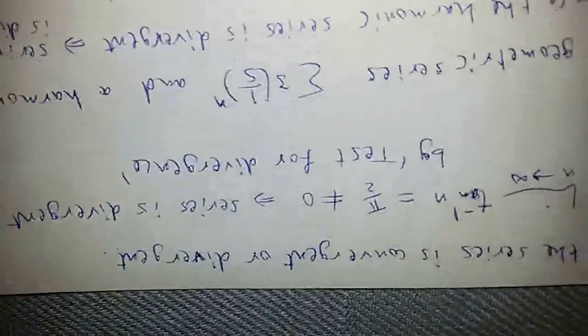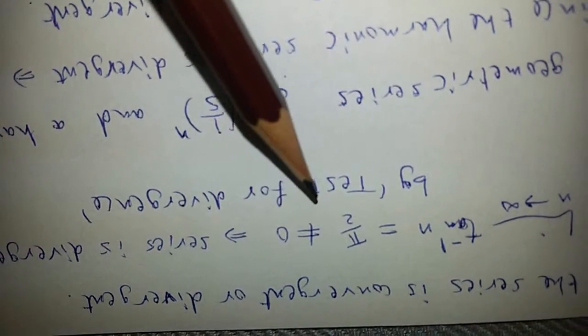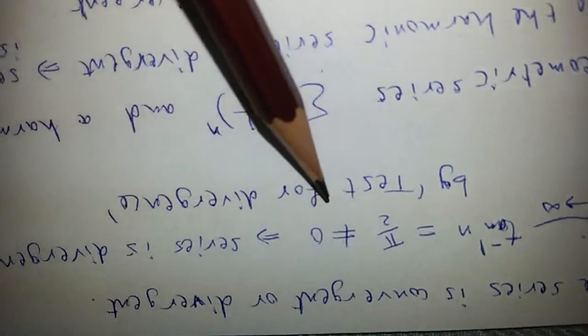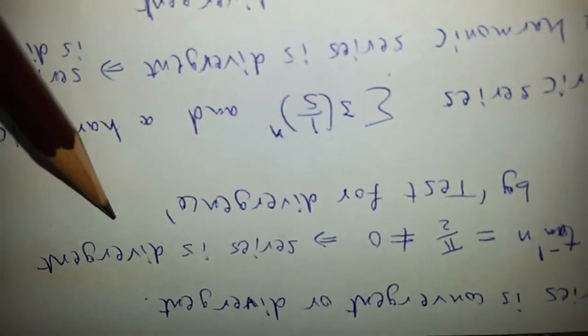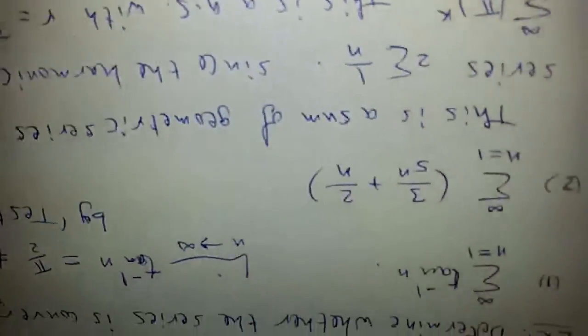So the limit of tan inverse n, as we know when n goes to infinity, is pi over 2. And that's not 0, so immediately the series is divergent by using the test of divergence. Now what about this series?